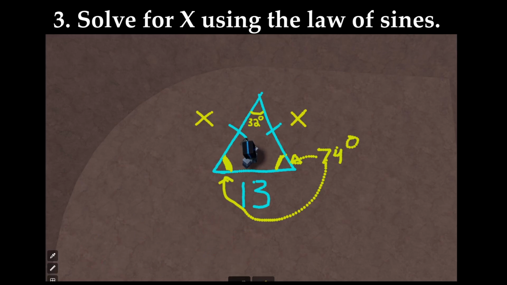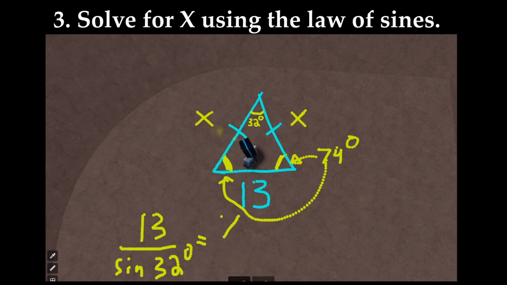So now let me just write down the law of sines with all the parts filled in. The law of sines says that the side, or you can do the angle first, is up to you. I'm just going to go with the side. So I'll do 13 divided by the angle opposite 13, 32. So the sine of 32 is equal to the side length, which is now x, divided by the sine of the angle opposite to it, which is 74. So sine of 74.